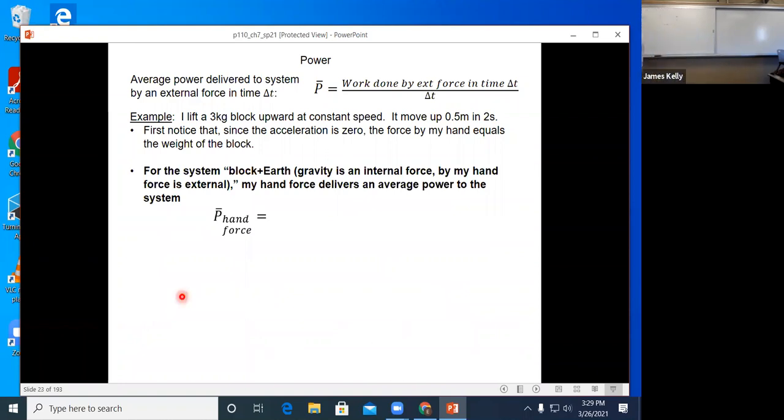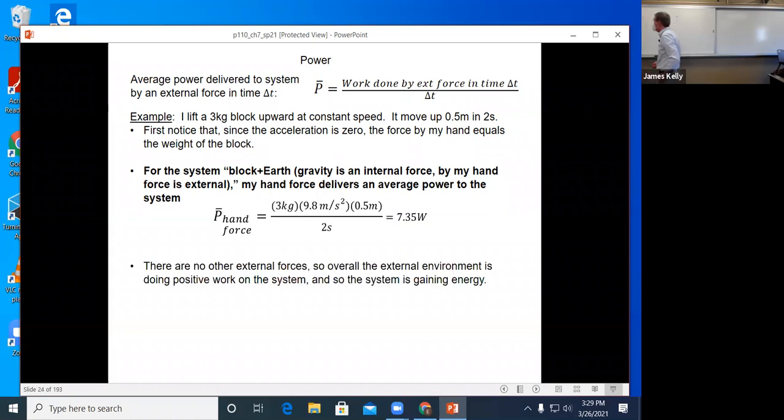You could also take other systems. For example, we've been talking about systems like block plus Earth, where gravity is an internal force. That's another possible thing. And I could think, well, in that case, gravity is an internal force. The only external force that might be delivering power to the system, consisting of the block plus the Earth, is my external hand coming in. And so my hand is doing positive work on the system, and the power, the rate at which I'm delivering energy to the system, is 7.35 watts.